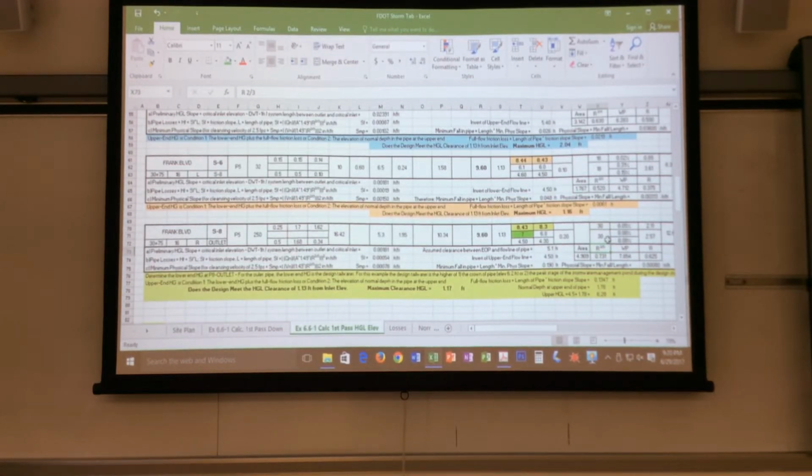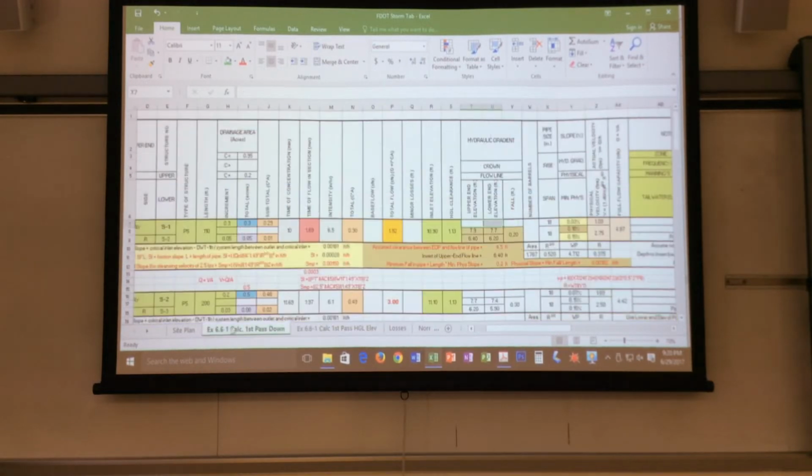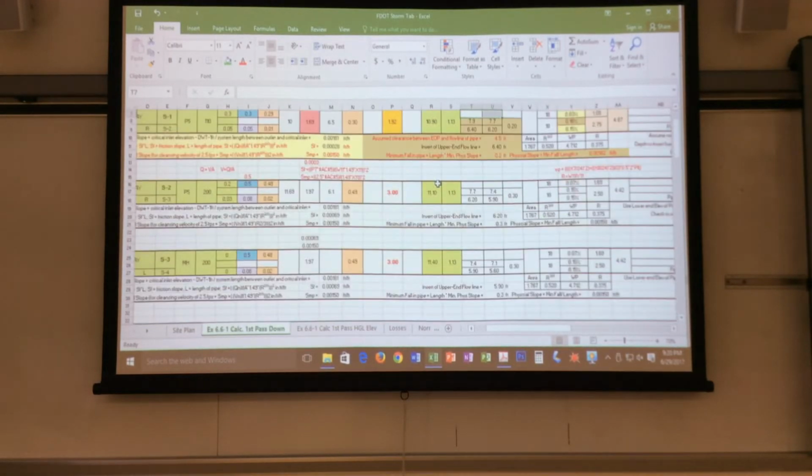It's really close. Now, it might be rounding error. You could do a 36, and it meets. The other thing is when you do this, I'm going to go back to this first pass down, and I want to show you something.